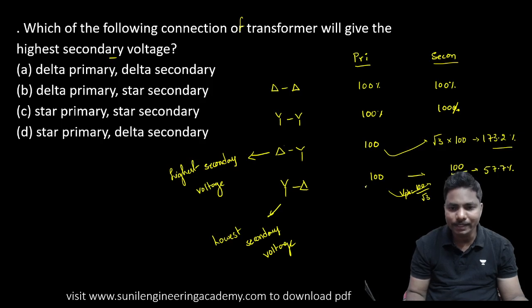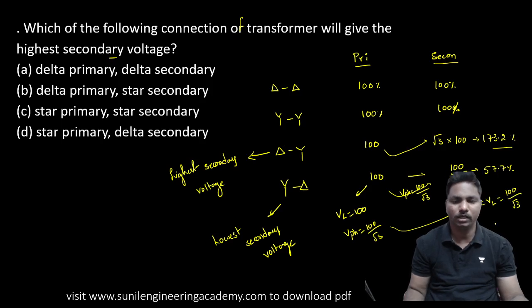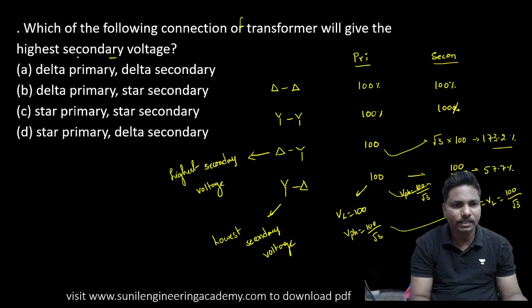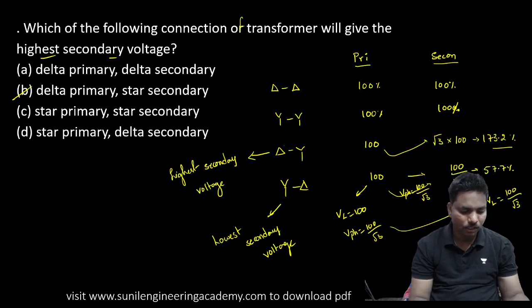Here in star, VL is the line value, then what about the V phase? 100 by root 3. It will be transferred to here as V phase, but the secondary is delta. In the delta case, V phase is equal to V line, that is equal to 100 by root 3, which is less voltage. So lowest secondary voltage is star delta. Here they are asking highest: delta primary, star secondary. So the answer is option B.